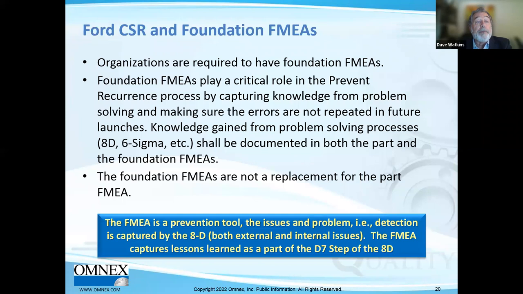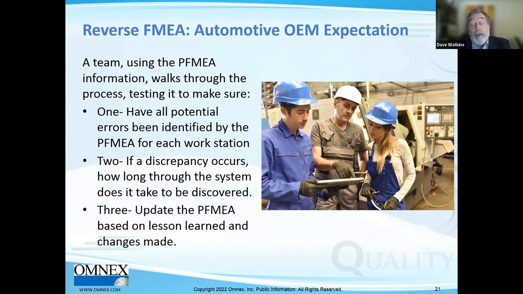There is also a requirement. It's been present in the automotive industry for a long time. It's now articulated in some customer-specific requirements called a reverse FMEA. We've done this for years. We simply called it process review. Process review takes an existing process and existing process documents, if they exist, process flow, FMEA, and control plan, and attacks the process from the perspective of improving that process.